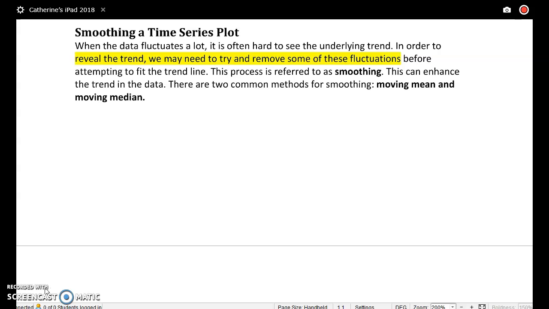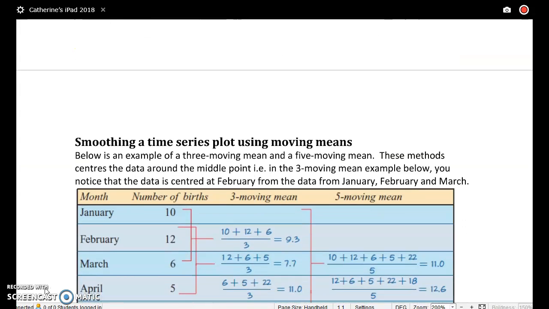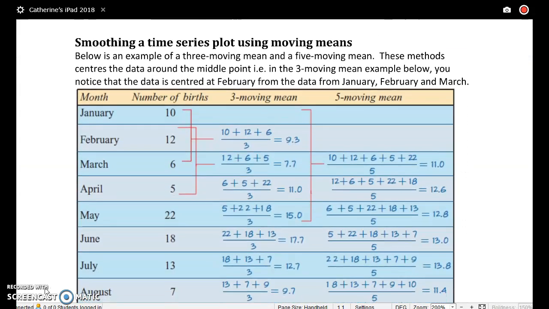So there's two ways that we look at that. We can look at that using a method called moving mean or moving median. First off, we're going to look at moving means. So this is what it sounds like. We get our data and we find the mean of it. So here I've got examples of 3 moving mean and 5 moving mean. This is from the book.